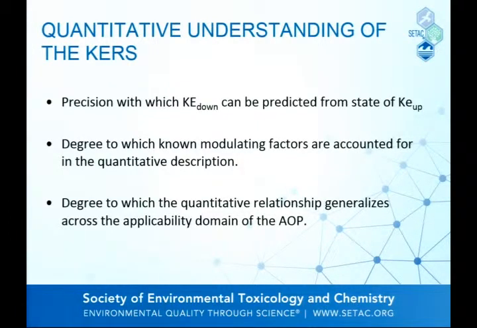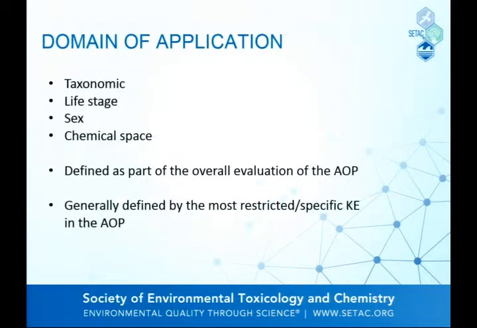Then finally, the degree to which the quantitative relationship generalizes across the applicability domain of the AOP. Say I've built a model that accounts for these feedback processes. That gives me a good quantitative prediction of the effect of estradiol on vitellogenin concentrations, but I've only validated that in one species. It works well for fathead minnow, but it doesn't really apply to zebrafish or rainbow trout or let alone frogs or birds. That produces weaker quantitative understanding than if I had a model that I could apply to the entire applicability domain of that AOP.